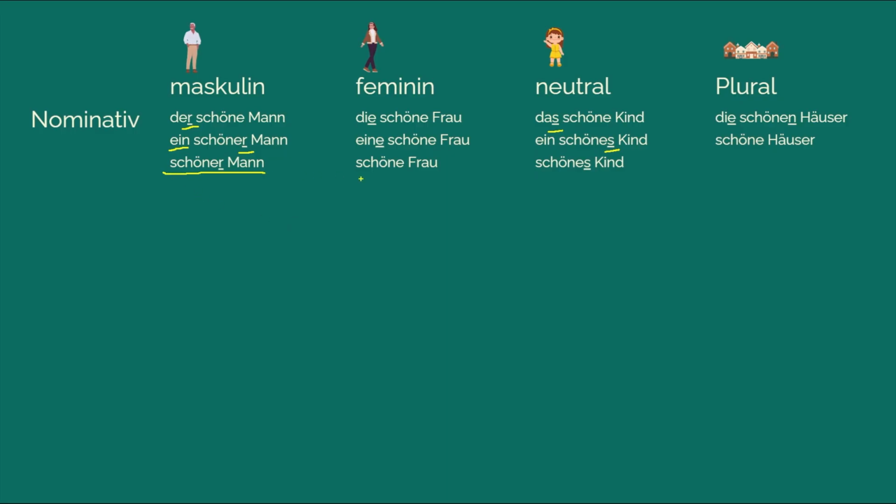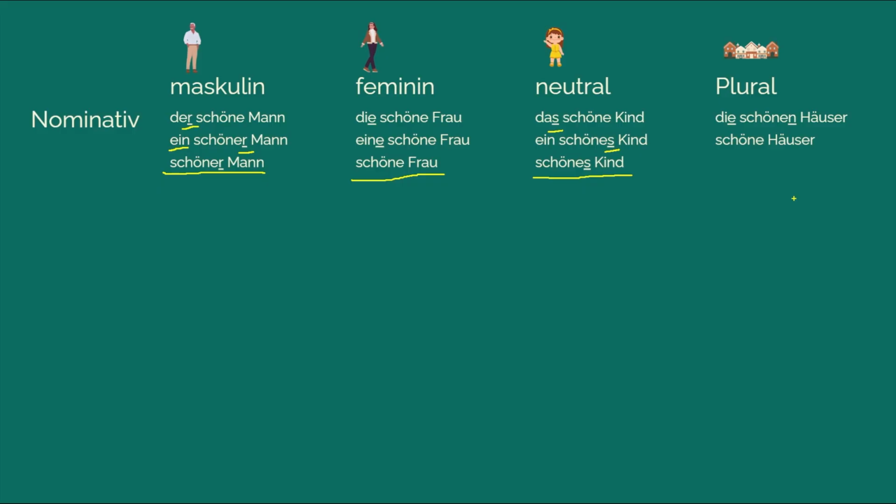I told you that the zero article is not important for you now on the A1, A2 level, with the exception of the plural. For the plural, it is important because we use it instead of the indefinite article, which doesn't exist for the plural. In other words, in the plural, the indefinite article and the zero article coincide. So for the plural, we get die schönen Häuser or schöne Häuser, the pretty houses or just pretty houses.